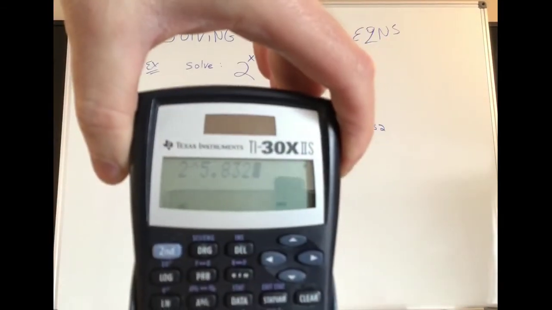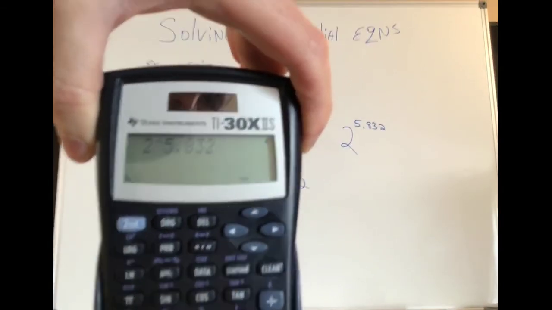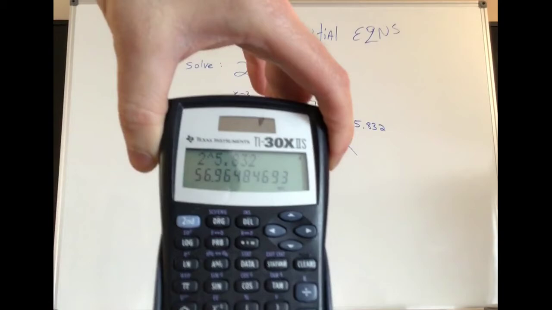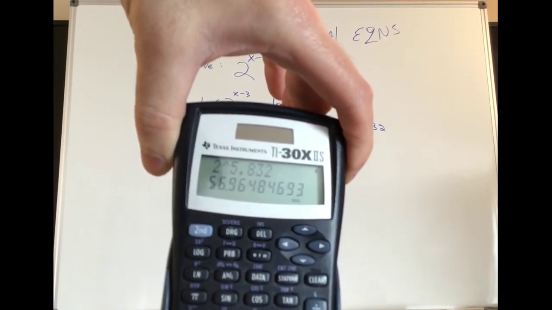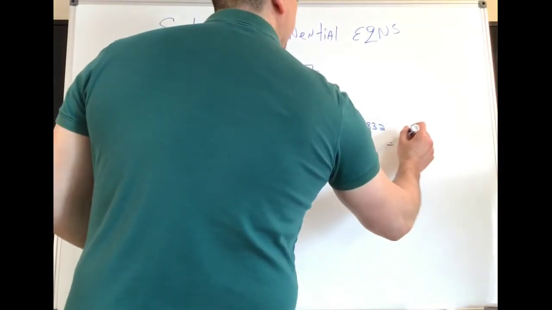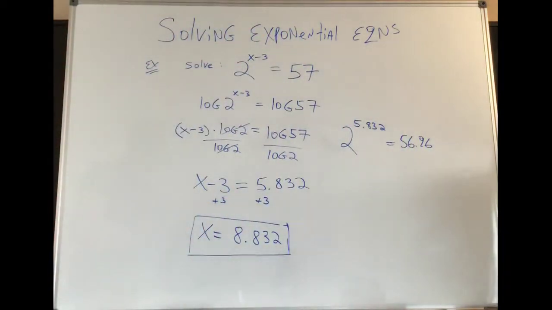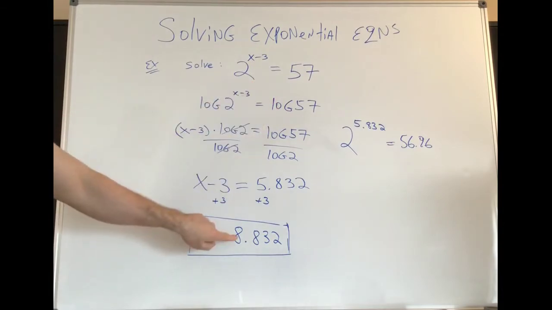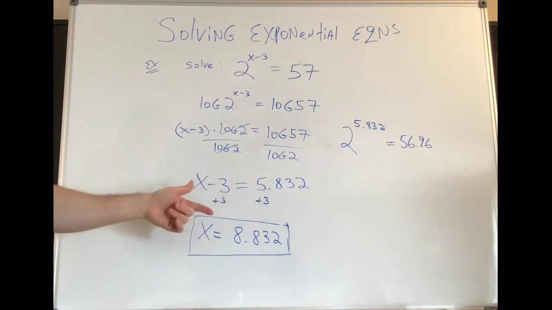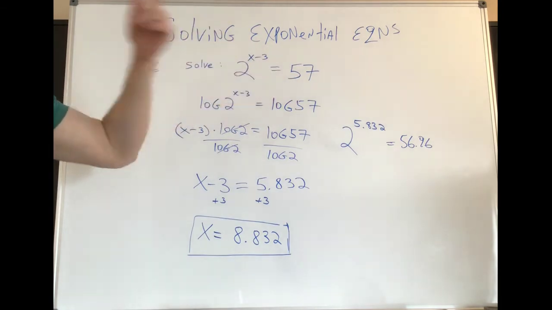Okay, so I put it in. 2 to the 5.832. Now I'm going to press equal. You're not going to be able to see that because it's off screen. Equal. And it says 56.96. Close enough. It's not going to be exact because I rounded. If I had just put 8.8, I would have been even further away. You want to go at least 3 places here. The more places you go, the more accurate you're going to be, the closer you're going to get to 57.